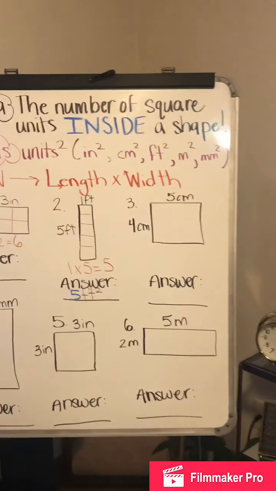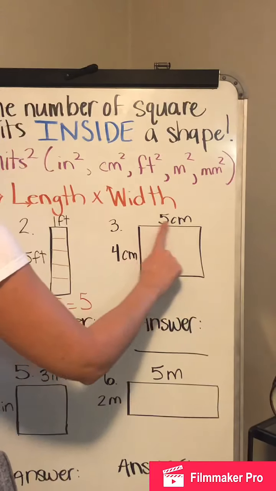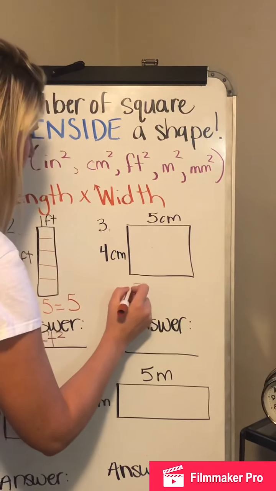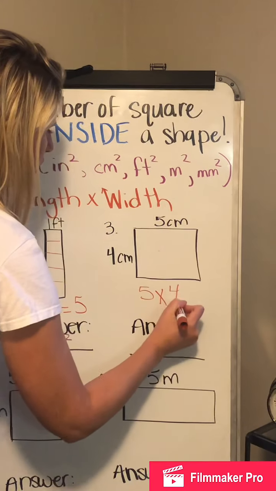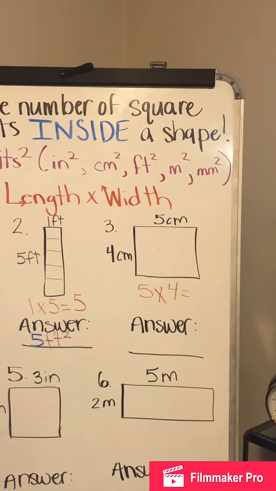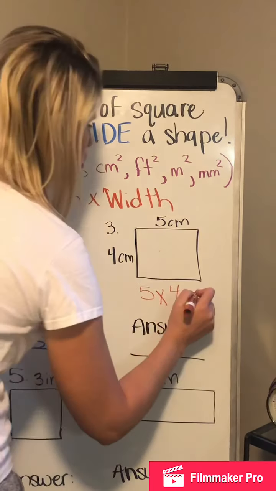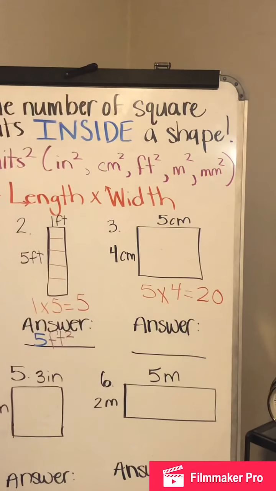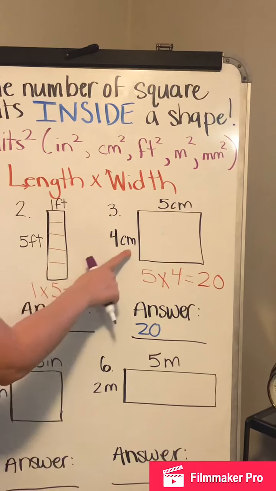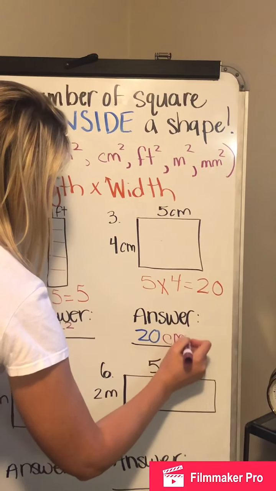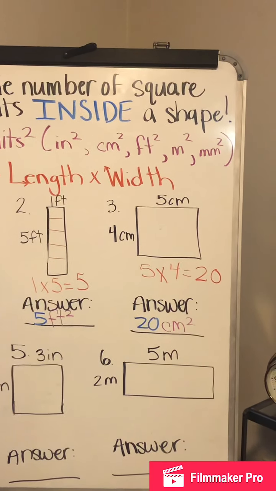Let's take a look at number 3. We need to use length times width. My length is 5, and my width is 4. 5 times 4, I can skip count. 5, 10, 15, 20 is 20. Wow, so the inside here has 20, and I need to look at my labels. Centimeters squared.